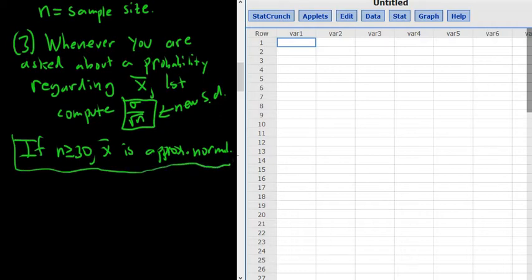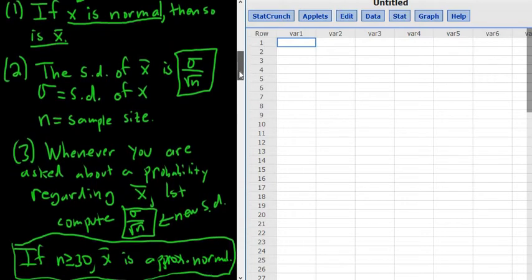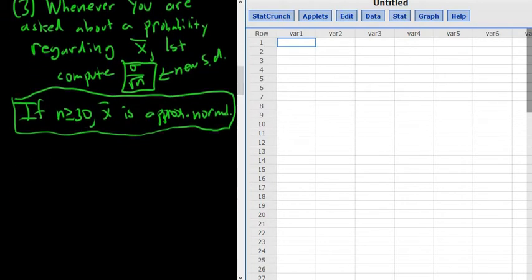So in all of the probability questions you'll see, one of two things will happen. Either the population is normal, in which case the averages are normal, from the first remark. If x is normal, so are the averages. Or the sample size will be bigger than 30, in which case x bar is approximately normal. What that equates to is it lets us use StatCrunch to answer all of the questions that we'll be doing. So let's go ahead and actually do a simple problem. That was a lot of information in like 4 minutes.